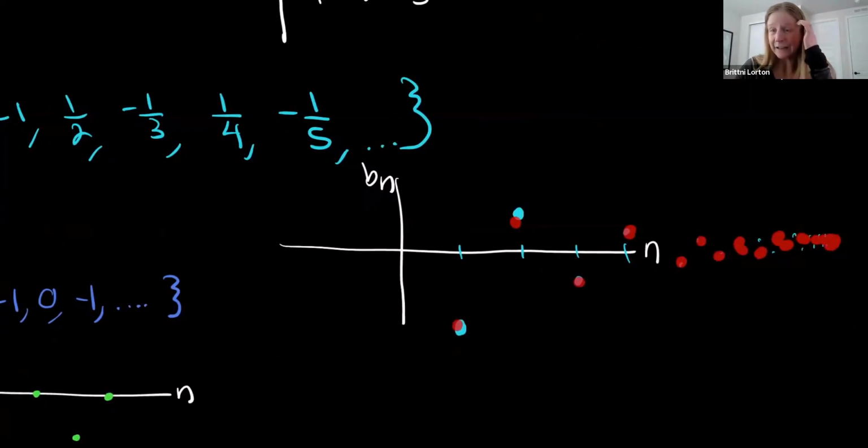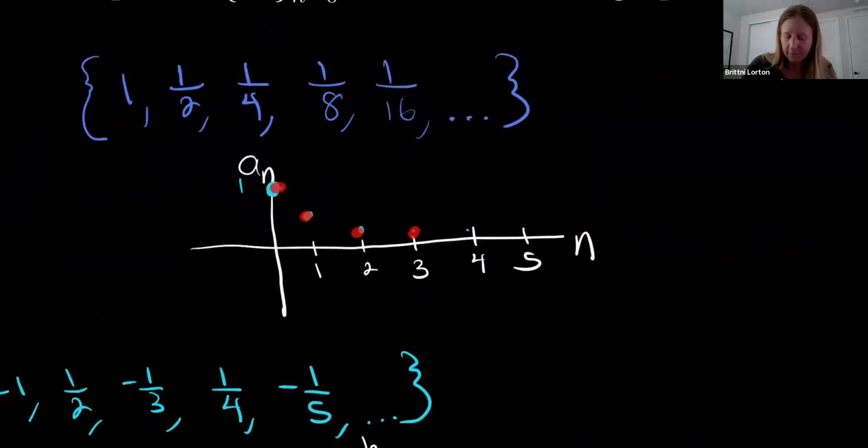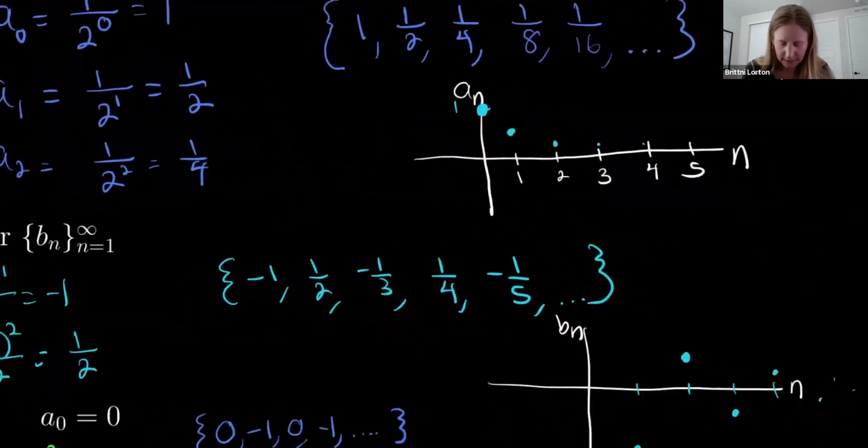They kind of looked like they were going to settle down to possibly a single number. Same thing over here. They were all positive, but they were getting smaller and smaller and smaller. They looked like they might be settling down to a single number. So we're going to talk about what that means today as well.